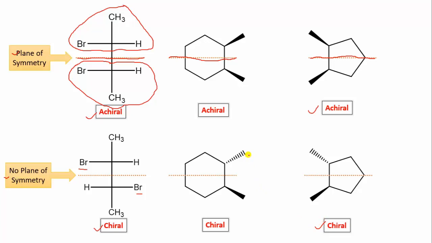Simply you have to remember for the plane of symmetry, if substituted groups are on the same side, it can form a plane of symmetry. So it becomes achiral. If substituted groups are opposite to each other, it does not have symmetry. So it becomes a chiral compound.